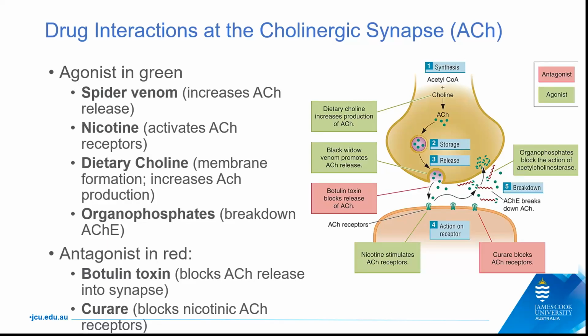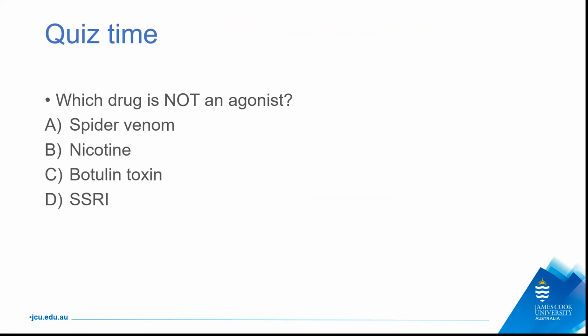Okay. So which drug is not an agonist? Okay, all right. I know it's a bit hard. Okay, spider venom, nicotine, botulinum toxin, SSRI. Okay, let's go from the bottom. SSRI, anybody? Hands up. That means it's an antagonist of something. Nobody picked D, right? Okay.